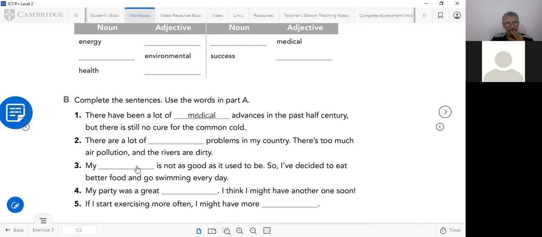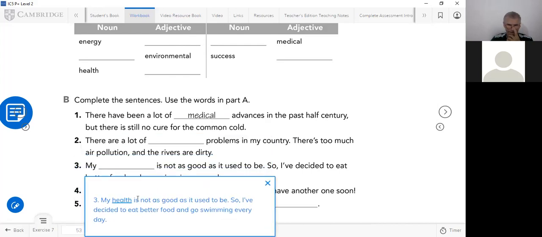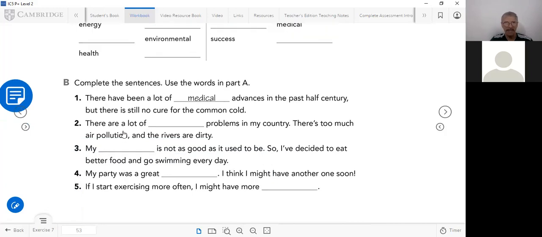My health is not as good as it used to be. So I've decided to eat better food and go swimming every day. You are right. When you're talking about the relationship of good food and exercise, it means that you have good health. My health is not as good as it used to be. So I have decided to eat better food and go swimming every day. You understand the idea? Let's go.